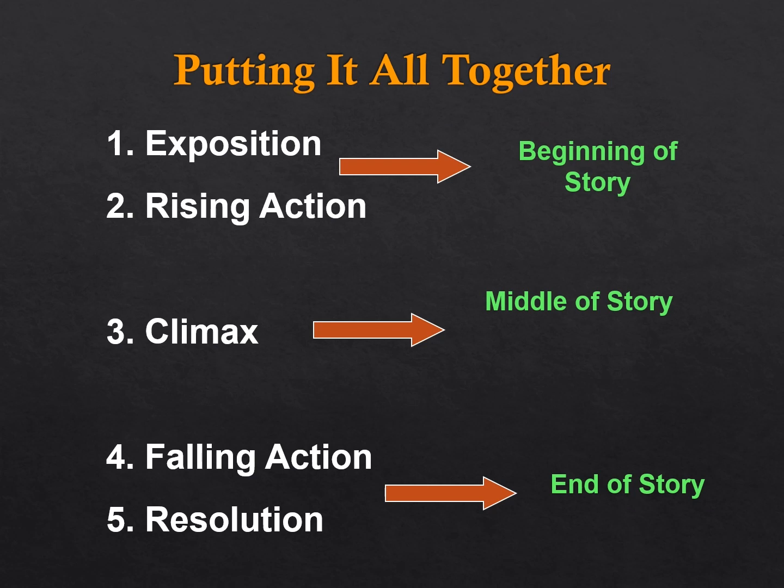So putting it all together, we have the following parts of the plot: the exposition, the rising action, the climax, falling action, and the resolution. So the exposition and the rising action are the beginning of a story, while the climax is the middle part of the story. The falling action and the resolution are the end part of the story. I hope you remember that well.